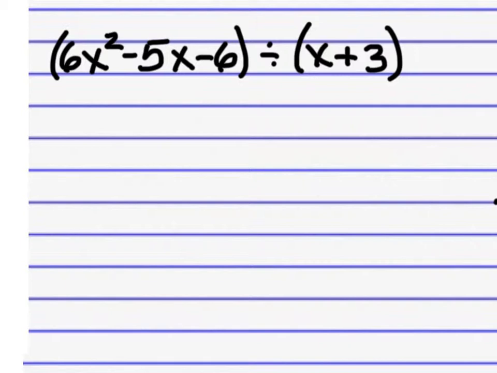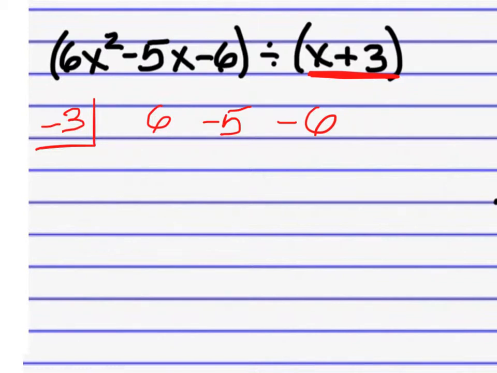And your first move is this. Whatever this is here, you have a plus 3. If it's plus 3, you're going to use negative 3 and put a little bracket around it. Then go to what you're dividing on the left, 6x squared minus 5x minus 6. Use the coefficients, 6, negative 5, negative 6.